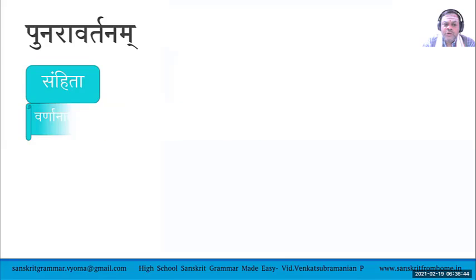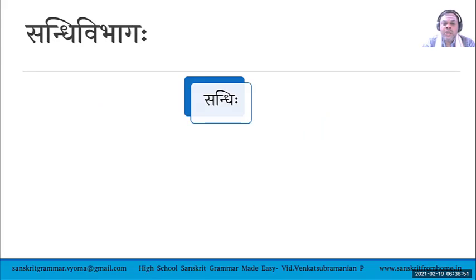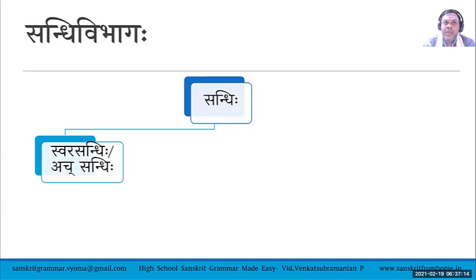Now, what we understood was samhita, sandhi, sandhi karya. These things we understood. Now, the sandhi karya is based on the type of transformation that occurs in the sound. Technically, there is another way of classifying the sandhis, whether the change that is happening is to the swara or the vyanjana or the visarga.